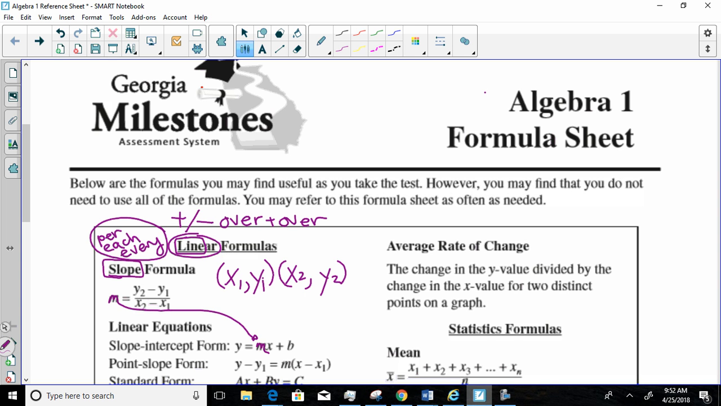So we usually use this if we're given 2 points and told it's linear, or also if we're given a table. So if we're given points or a table, and we have those points, that's when we use the slope formula.